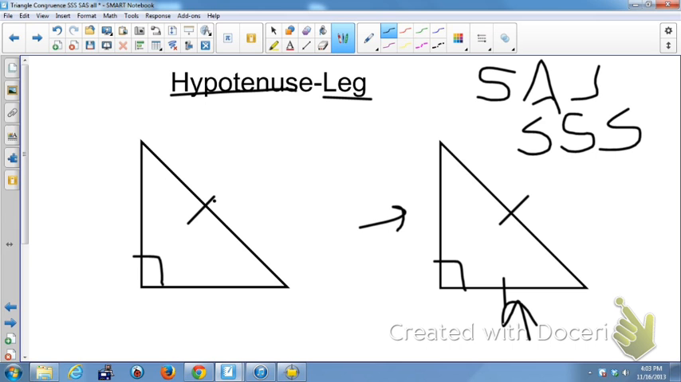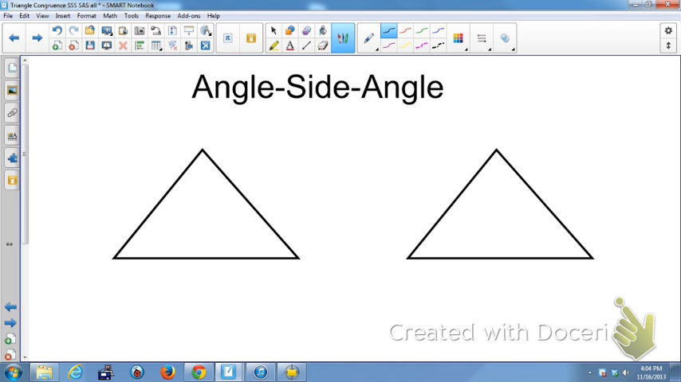It can be, let's say, the one on the bottom. We could say that these two are congruent. So those two legs, we have a hypotenuse leg. Then we can say that those triangles are congruent. Alright, and so anytime you look for that 90 degrees, that's kind of the one that we're looking for.